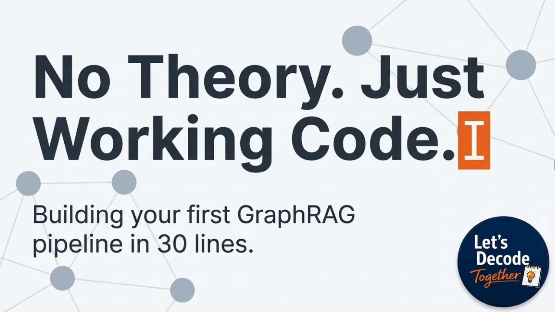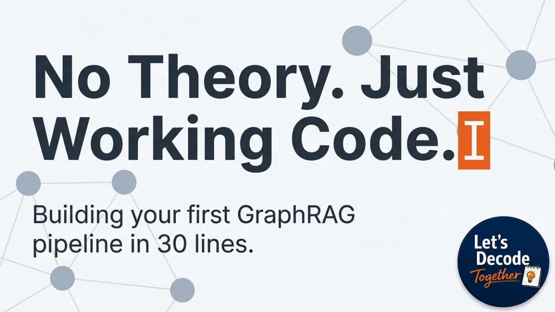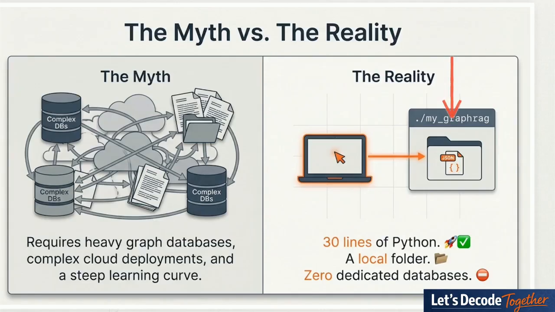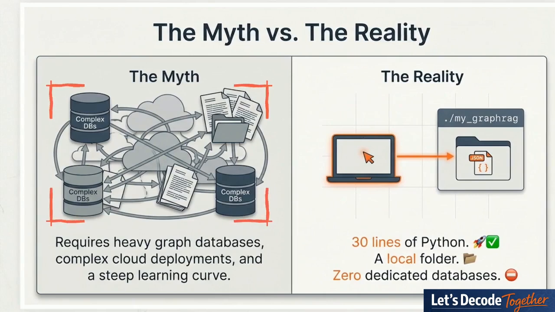We are building a complete GraphRAG pipeline today using exactly 30 lines of Python code. This architecture operates within a single local folder on your machine, removing the requirement for complex graph databases or cloud deployments.